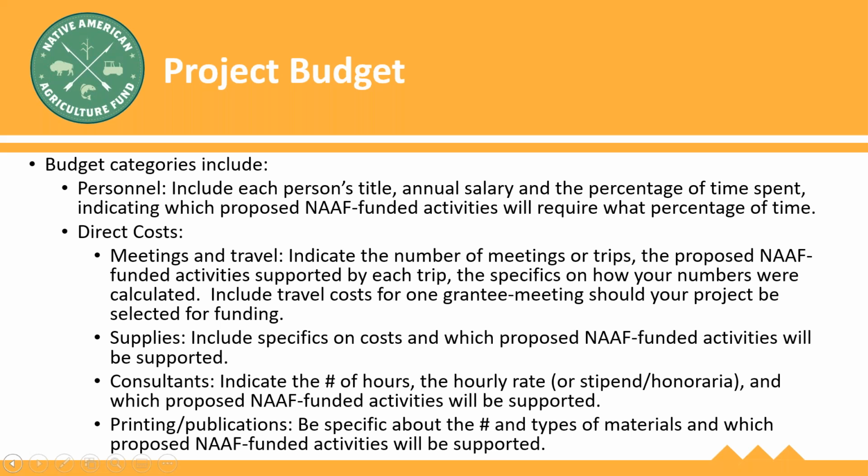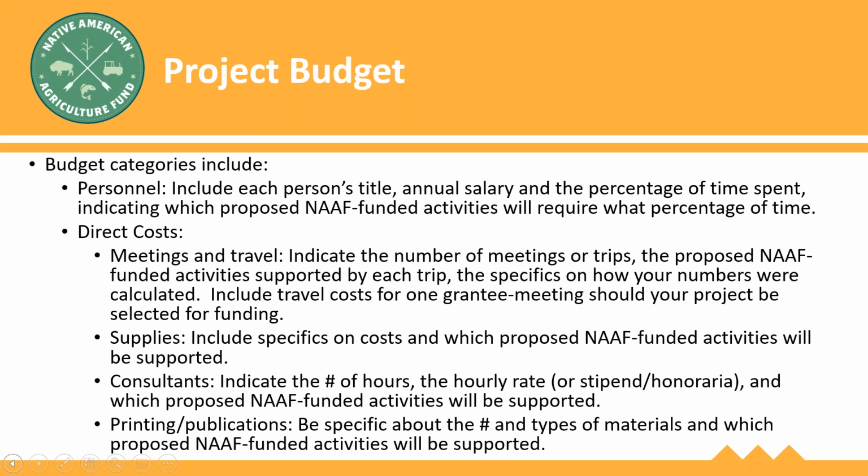Project budget. The budget categories include personnel: include each person's title, annual salary, and the percentage of time spent, indicating which proposed NAAF-funded activities will require what percentage of time. Direct costs, meetings and travel: indicate the number of meetings or trips, the proposed NAAF-funded activities supported by each trip, and the specifics on how your numbers were calculated. Include travel costs for one grantee meeting should your project be selected for funding.